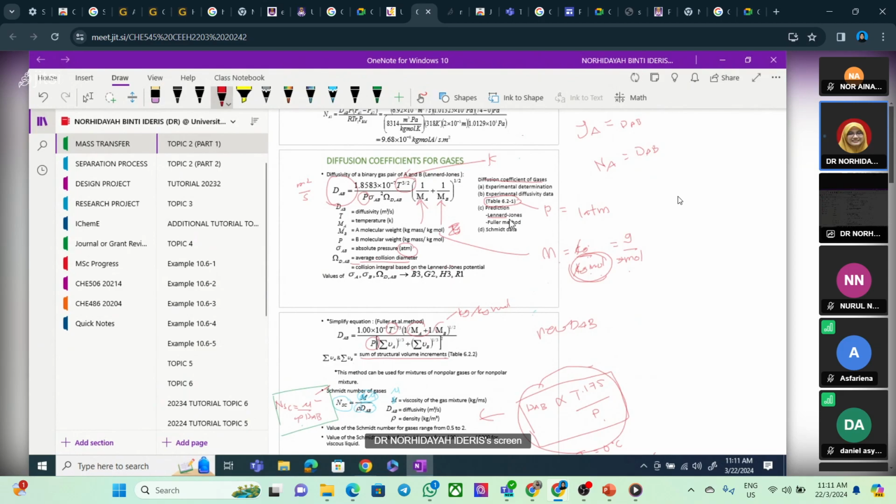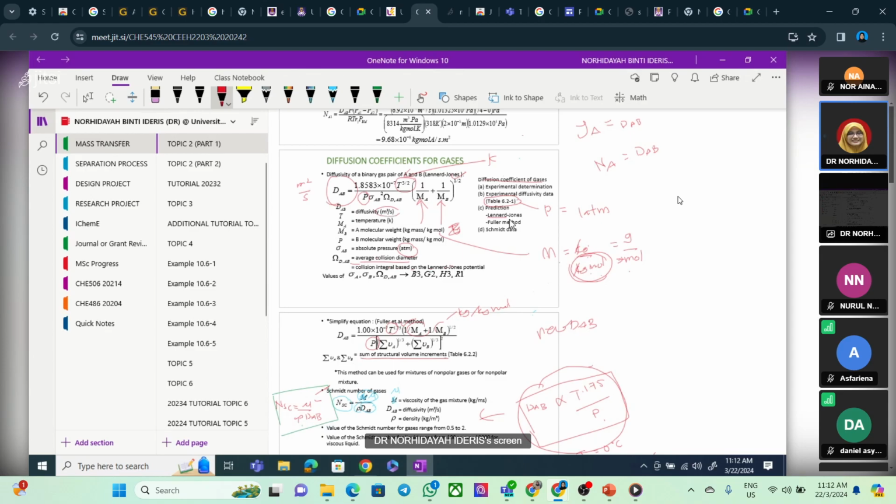Okay, kita ada dua equation kat sini, the Leonard Jones and the Fuller method. Alright, we have the Leonard Jones and the Fuller method here. So this is the equation. Alright, so sebelum orang tanya, saya terus beritahu yang untuk equation Leonard Jones tu perhaps because it has a not so familiar term such as the average collision diameter and collision integral based on the Leonard Jones potential.